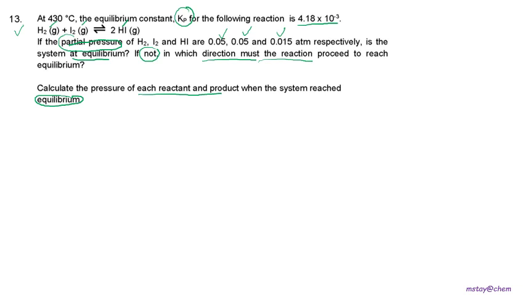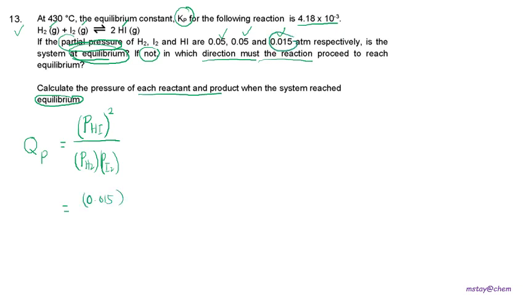Before we can continue, because we want to determine whether it is at equilibrium or not, and pressure is given, we are going to calculate the Qp. The way of writing the Qp expression and the Kp expression is exactly the same. So the partial pressure of hydrogen iodide to the power of 2, over the partial pressure of hydrogen gas and the partial pressure of iodine gas. When you substitute the values into this formula, HI is 0.015 to the power of 2, and hydrogen and iodine are 0.05 respectively. Press the calculator, and basically you will get the value 0.09.